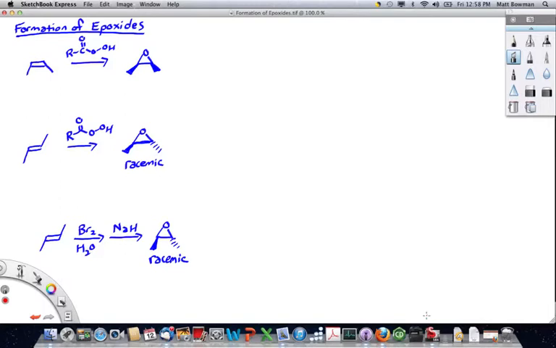Epoxides are quite useful functional groups. They are readily made from alkenes, and there are two methods you can use to make them: either by the per acid method, which is a single-step procedure, or by the two-step procedure of forming a halohydrin and then treating it with base. Let's go over the per acid procedure first.